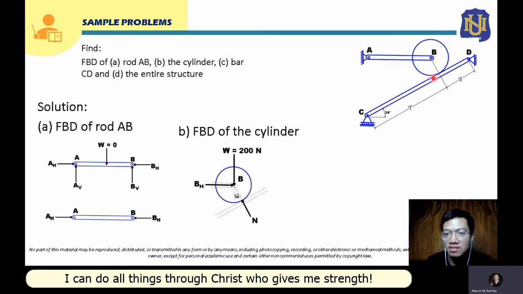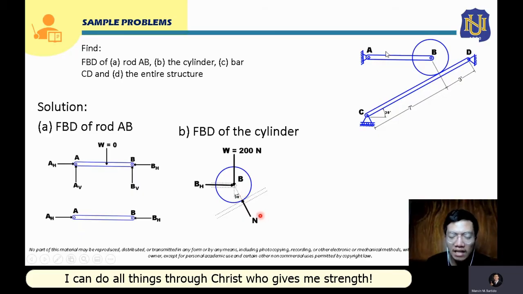Now, since this bar CD will serve as a frictionless surface that will support this cylinder, the only reaction force that it will provide will be the normal force. That normal force will be applied at the point of contact of the cylinder and the bar CD, somewhere here. Also, the normal force should be perpendicular to the inclined surface, to this inclined bar CD. So it will be 90 degrees.